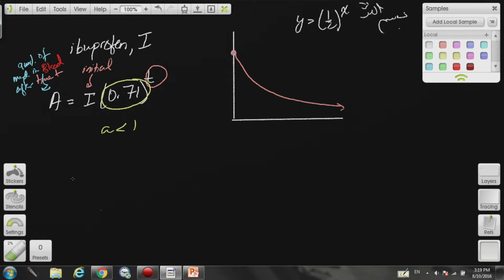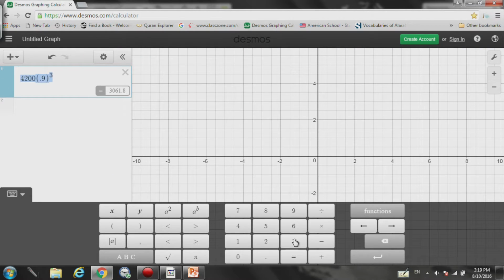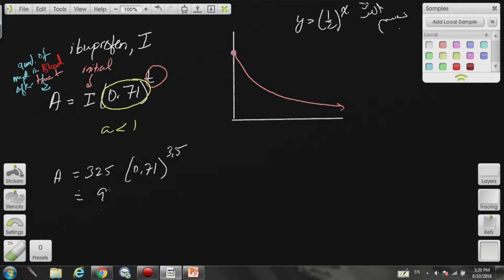So how much of the medicine will be there after 3.5 hours? If a person takes initially 325 milligrams, how much of it will remain after, let's say, 3.5 hours? That's easy enough. So let's do that. 325 times the quantity 0.71, if I did that right, to the exponent of 3.5. So 98.01. About 98.01 milligrams will be left in the blood.